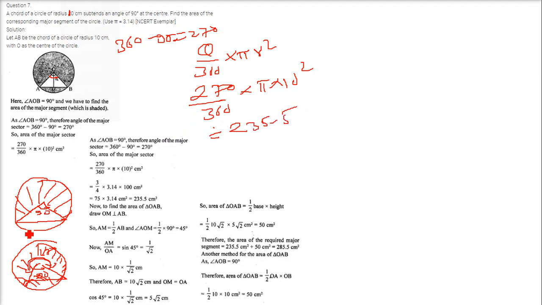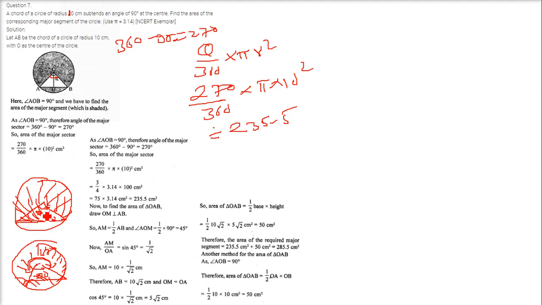This is going to come as 235.5. Now, the area of the triangle has to be known, and we have to add the area of the triangle to this one. Only then is it the area of the bigger segment, the major segment. I hope you got the idea. We have to add these two.